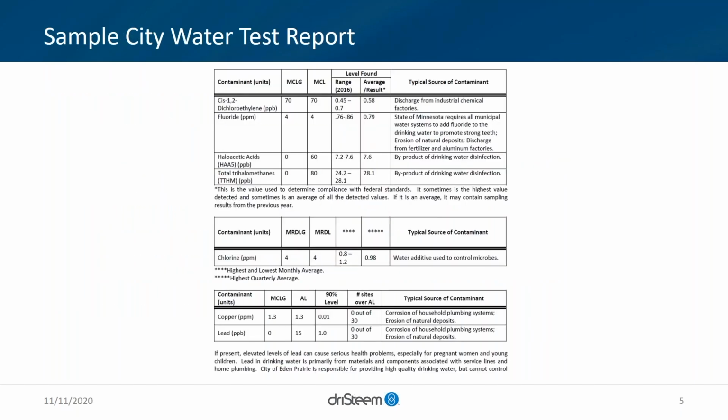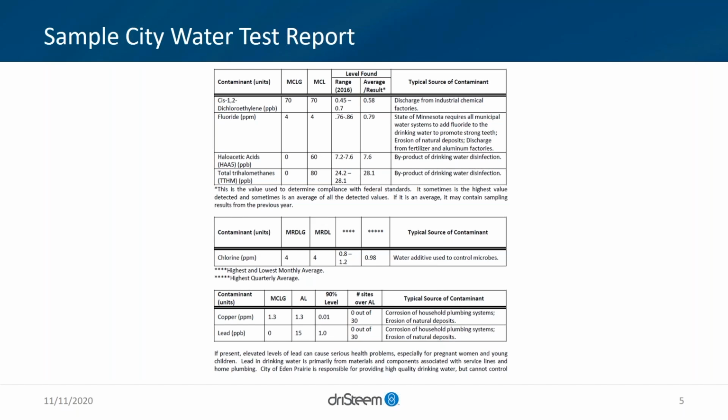So looking at a city water report, this is a good example of what I like to bring up. Everyone thinks, oh, I don't know what's in my water, let me just Google it. So I did just that. I pulled the city water report for Eden Prairie, where DrySteam's located, and this is what comes up.